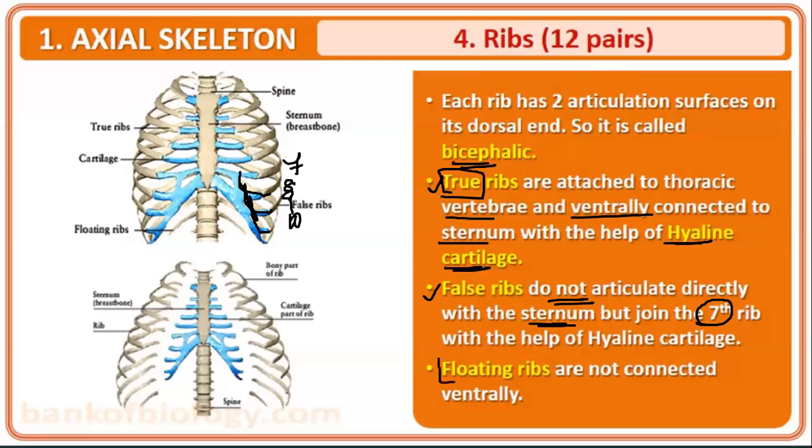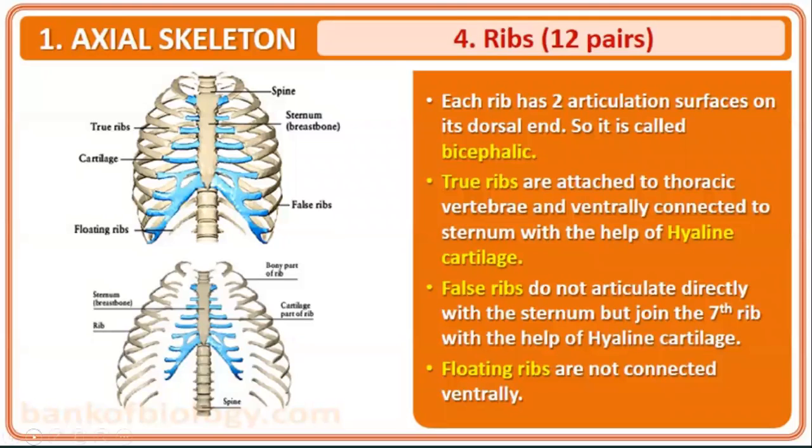Then you have the last pair of ribs, that is the floating ribs. Which pairs? The 11th and 12th pairs of ribs are known as the floating ribs, and they are not connected ventrally. On the dorsal side, they are connected to the vertebral column, but they are not ventrally connected to the sternum. Clear?